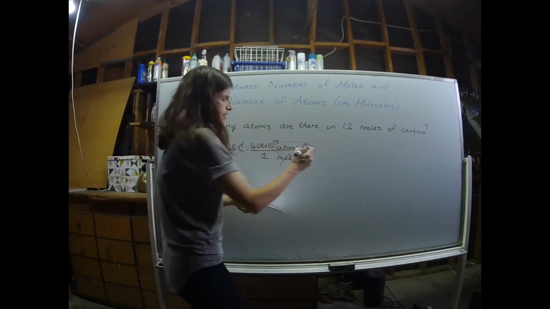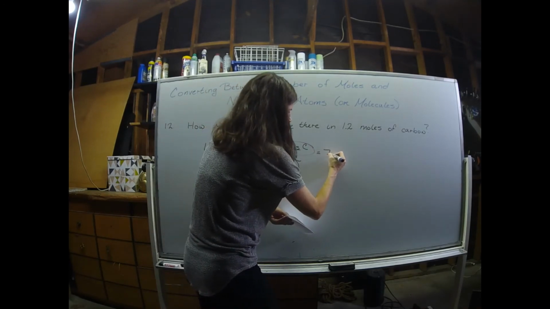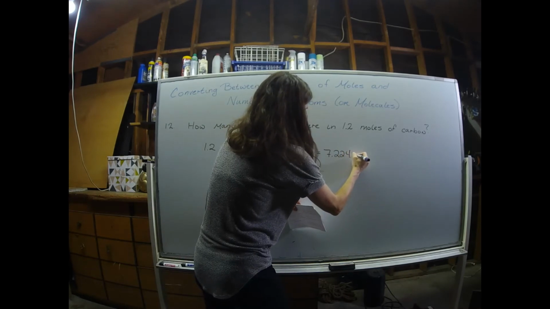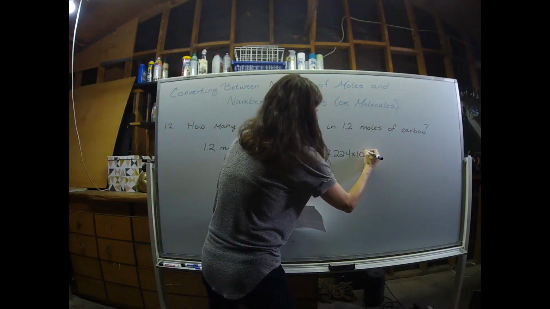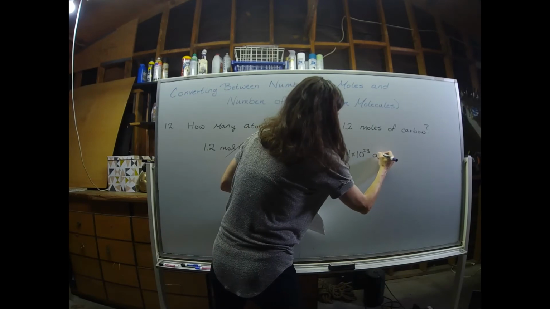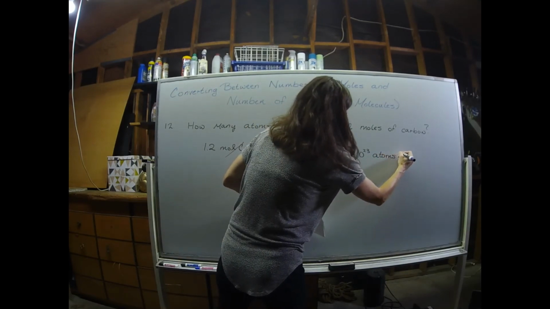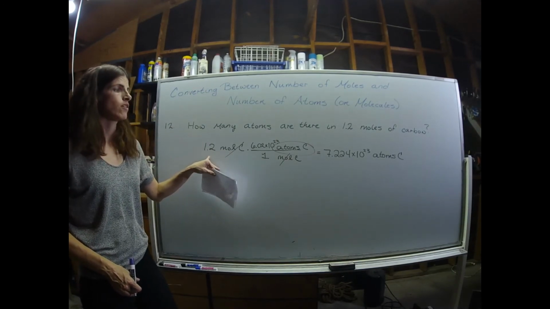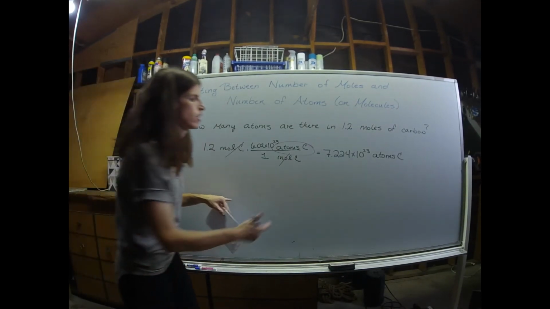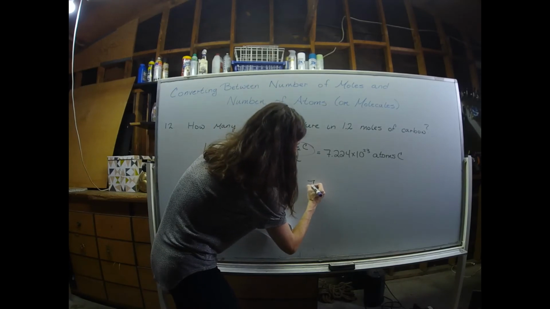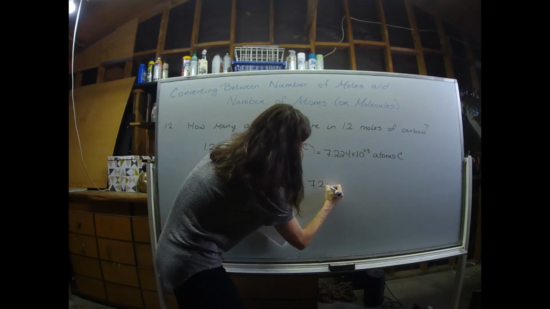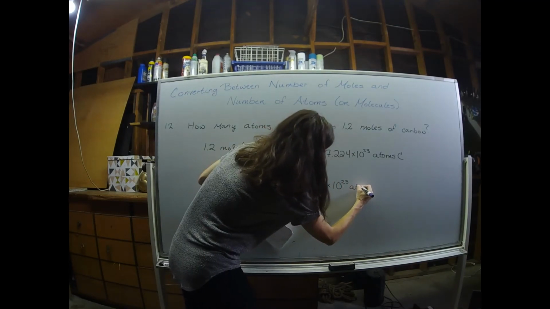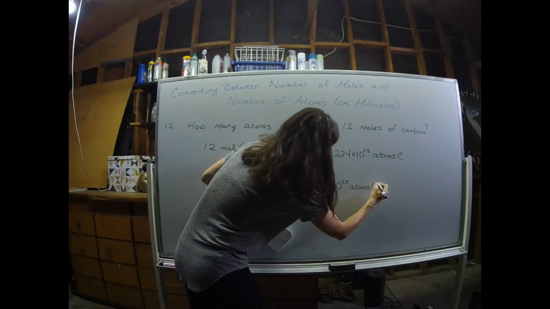and I got 7.224 times 10 to the 23rd atoms of carbon, or carbon atoms. But we can only report this value to 2 sig figs because of our starting number. So final answer will be 7.2 times 10 to the 23rd atoms of carbon.